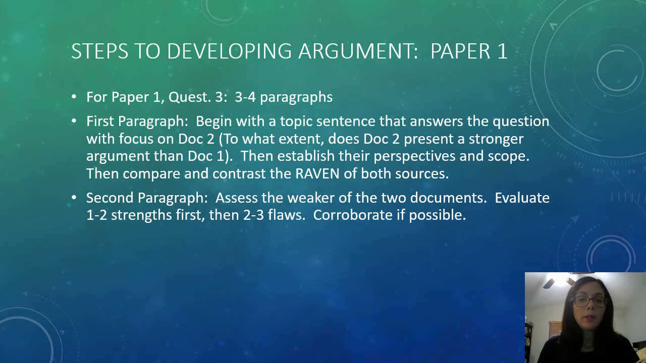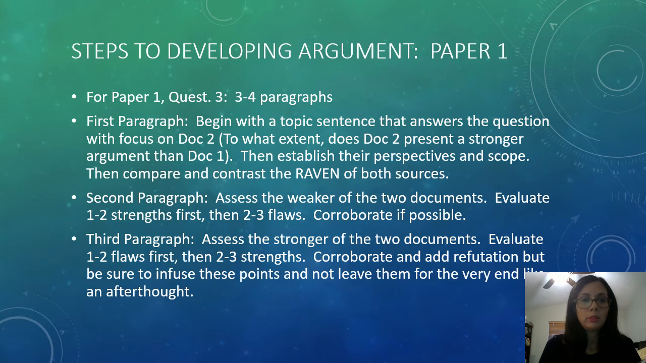In the second paragraph, whichever document you didn't feel was as strong, you go over it, and it becomes kind of like a paper 1 question 2. Review first strengths, in this case 1 to 2, and then 2 to 3 flaws. Corroborate if possible. And then in the third paragraph, you assess the stronger of the 2 documents. First, you evaluate the opposite of it, which is the flaws, and then strengths.